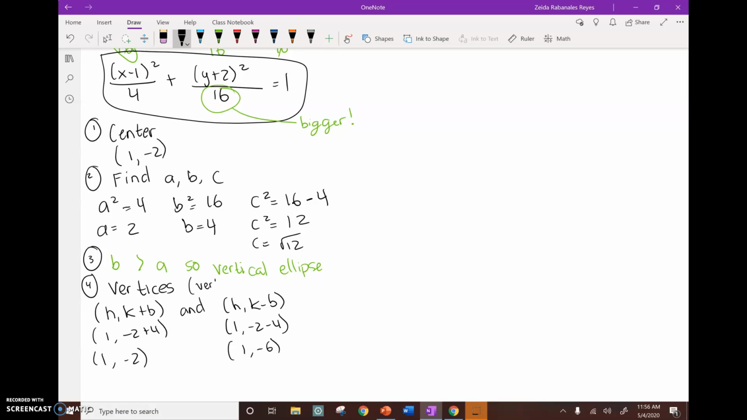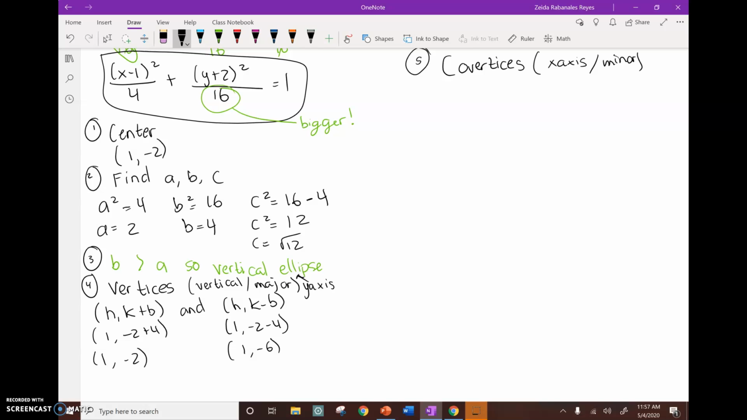So this is on the vertical line, which is your major axis. Step 5, you have your co-vertices, and those are on your horizontal, your x-axis, because that's the minor axis right now. I guess I can put that here too. This is on the y-axis because it's a vertical ellipse.